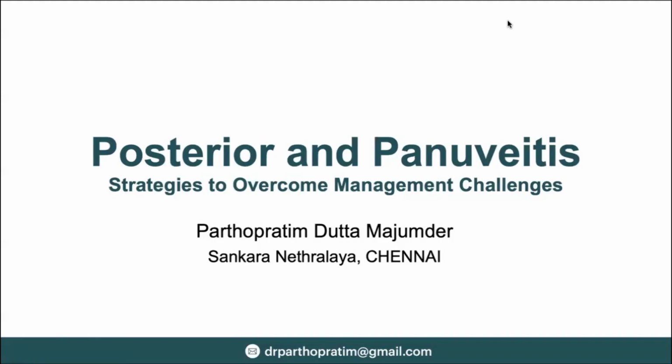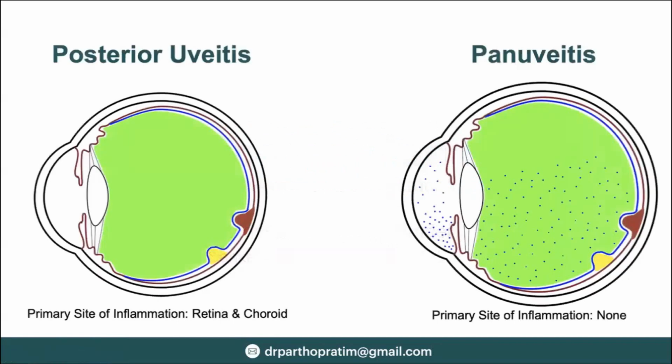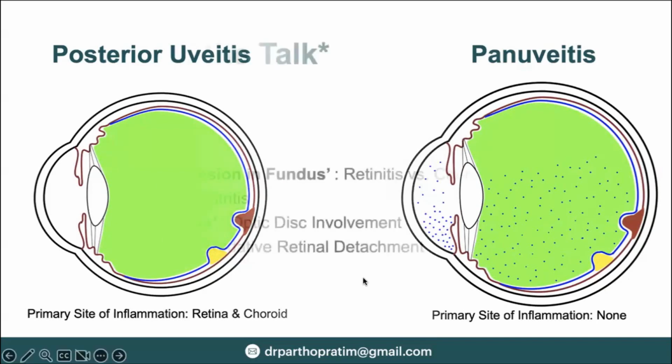So I'll be talking about a little bit of posterior uveitis and a little bit of the anterior panuveitis and how to deal with these challenges. As you know, posterior uveitis is defined as a uveitic entity where the primary site of the inflammation is retina or choroid. And panuveitis is defined as a clinical uveitic entity where there is inflammation in the anterior chamber, in the vitreous and in the retina or choroid, but nobody is sure which one is the predominant site of inflammation. So in such a scenario, we call this entity panuveitis.